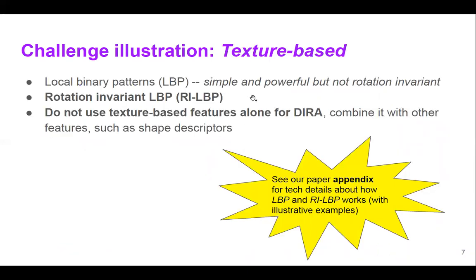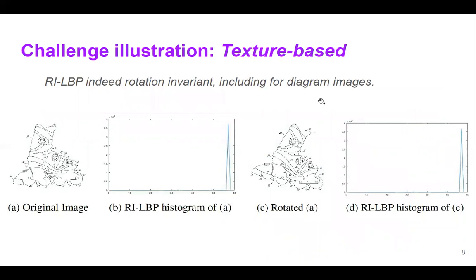The local binary pattern, which is LBP, is a simple and powerful texture-based feature in the literature, but it's not rotation invariant. So in our experiment, we used the RILBP, which is the improved version of LBP. See our paper appendix for technical details of how LBP and RILBP work. Our experiment findings: do not use texture-based features alone for DRA tasks, combine them with other features such as shape descriptors. So RILBP is indeed rotation invariant, including for diagram images.